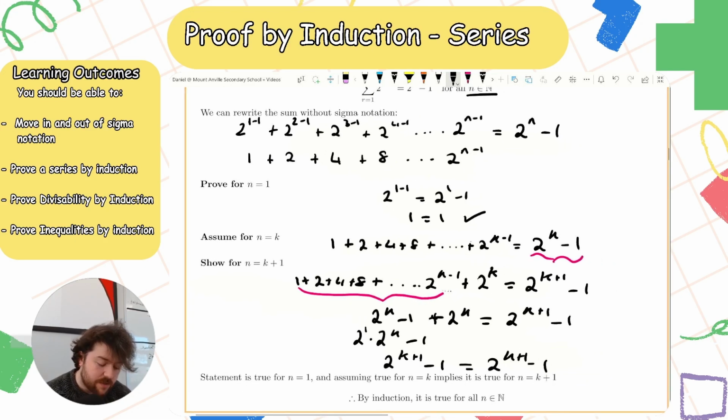So the statement is true for n equals 1, and assuming true for n equals k implies that it's true for n equals k plus 1. We've proven by induction, and it's true for all values of n, elements of natural numbers.